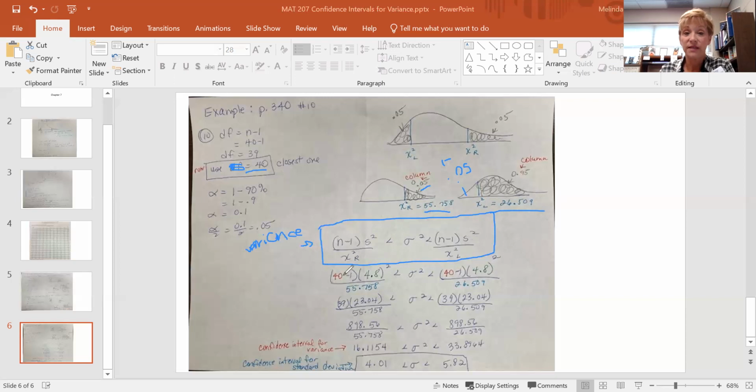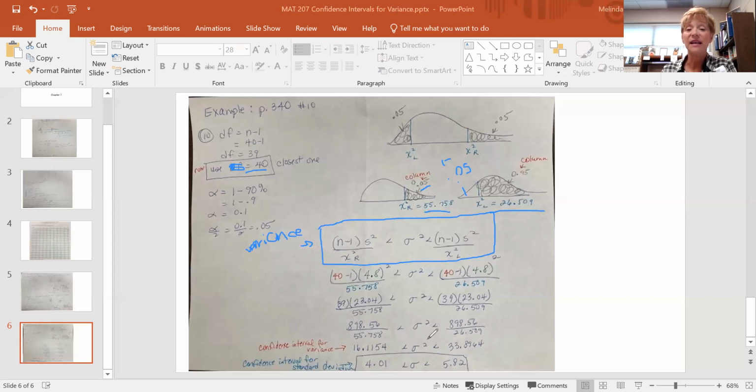I did my parenthesis. So 40 minus 1 was 39, and I squared my standard deviation. Same thing happens on the right side. Now, I multiplied these two and got 898 and 5600. The same things on both sides. I divided those two numbers and just rounded to a few decimal places.